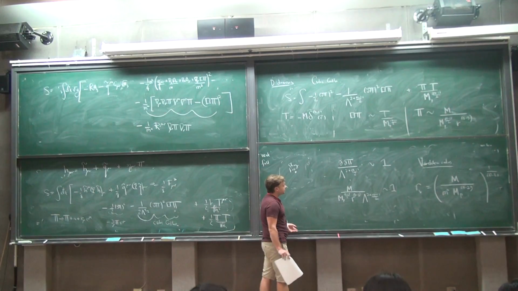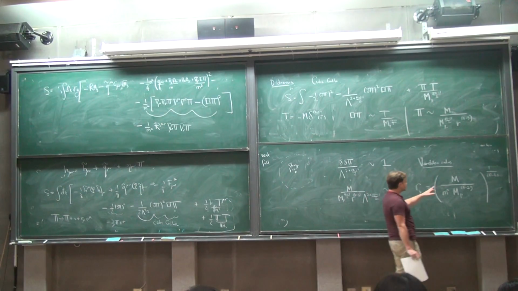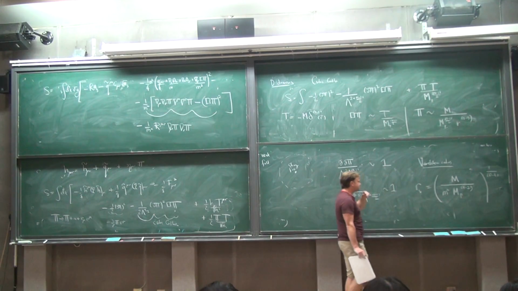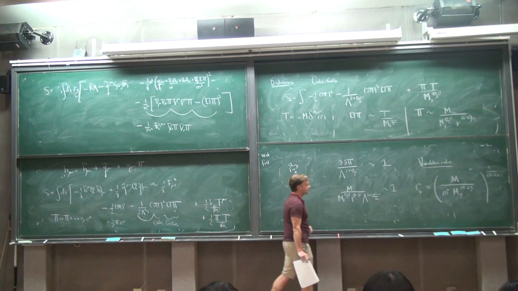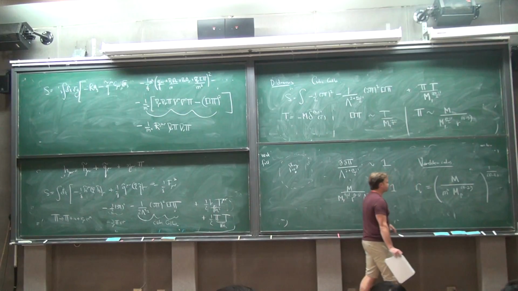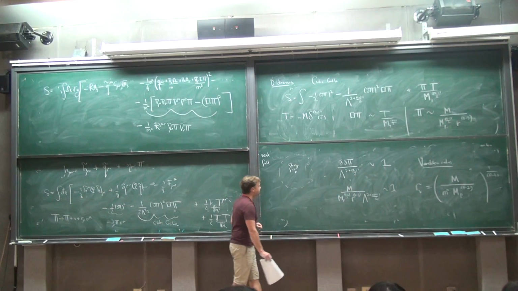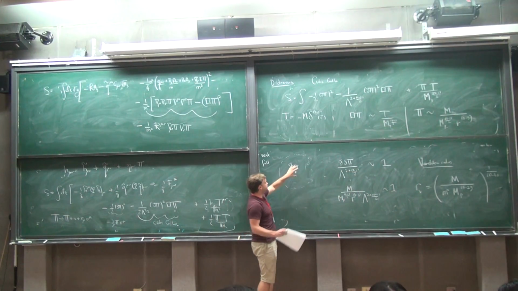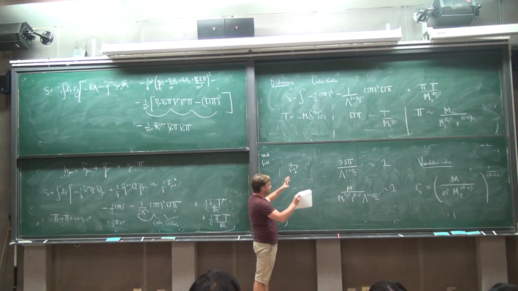So we see that the Vainshtein radius is proportional to a positive power of the mass of the source. In 4 dimensions, it goes like the cube root of the mass. So the bigger the source, the bigger this radius is.